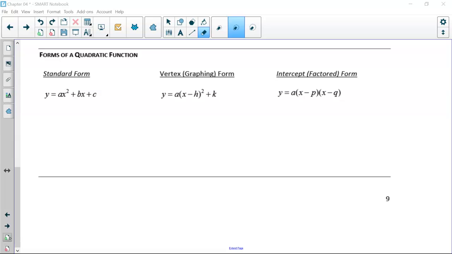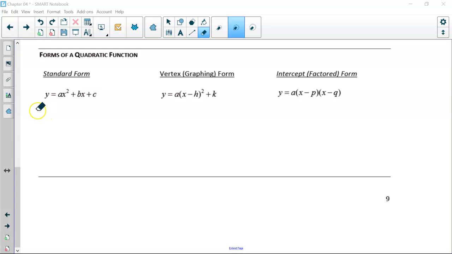We're going to be talking about the different forms of a quadratic function. Standard form that we're most familiar with, y equals ax squared plus bx plus c. The graphing form, that vertex form, y equals a times the quantity of x minus h squared plus k. And also intercept, also known as factored form, y equals a times the quantity of x minus p times the quantity of x minus q. We're going to be talking about each form.